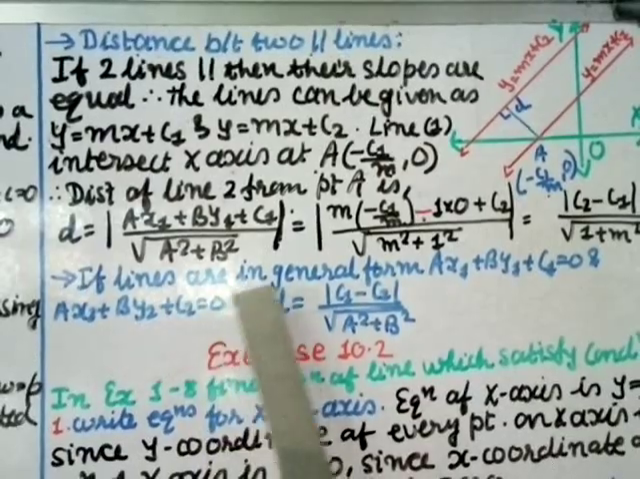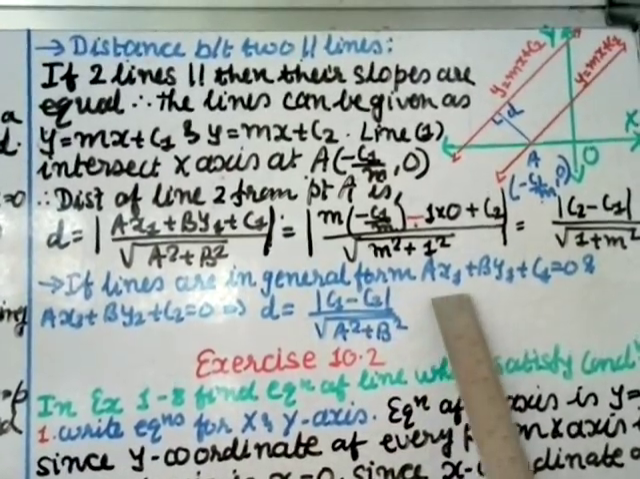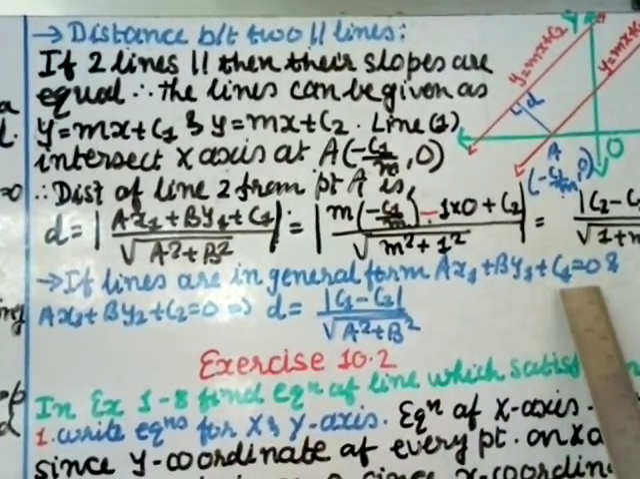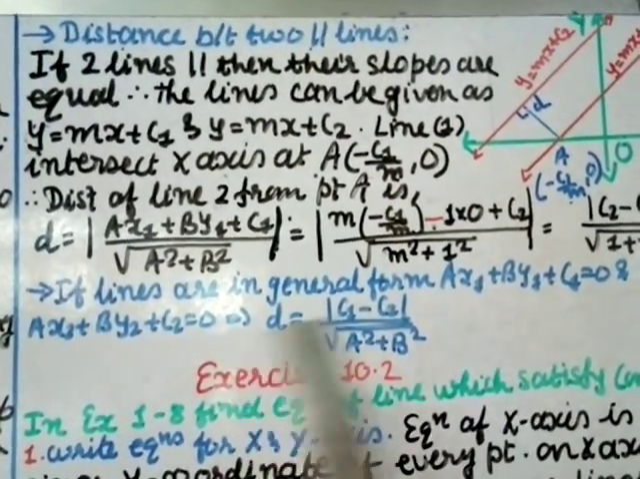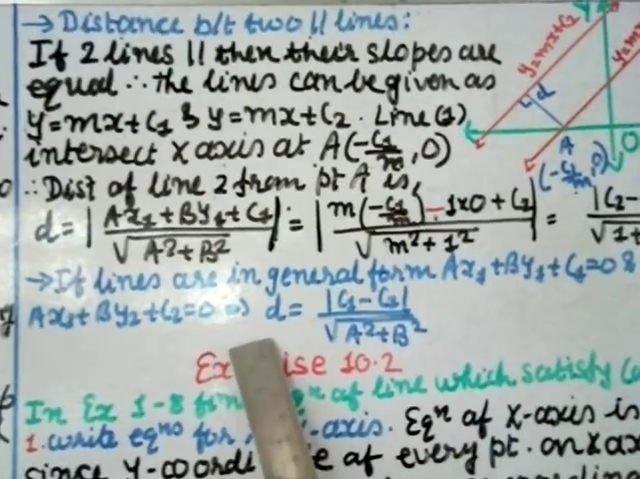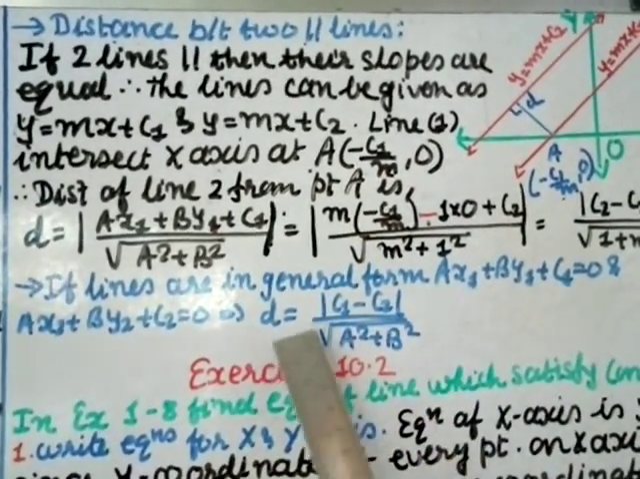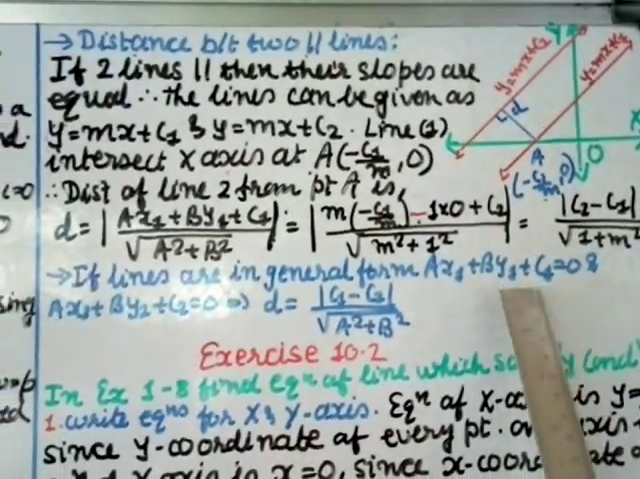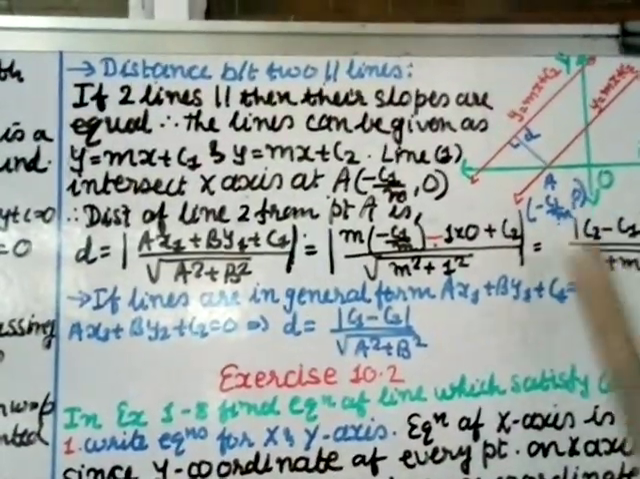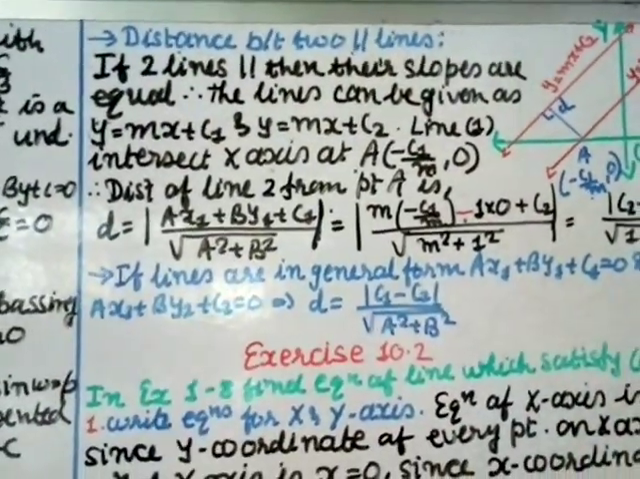If lines are given in general form, a x1 plus b y1 plus c1 equal to 0 and a x2 plus b y2 plus c2 equal to 0, then the distance between them will be given as modulus of c1 minus c2 divided by square root of a square plus b square. If this form is given, then you use this, or you can also write it in the general form and solve it.